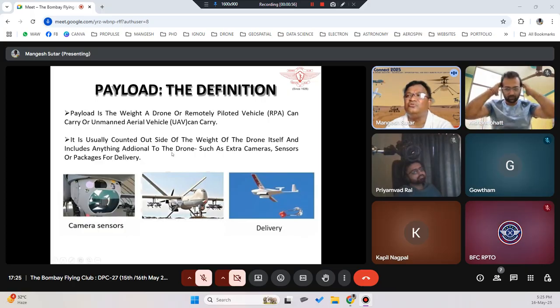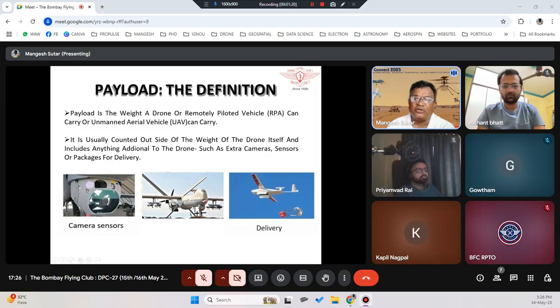So payload weight is usually counted outside the weight of the drone itself and includes anything additional to the drone, such as extra cameras, sensors, or packages for delivery. You can see here on the Predator drone there are big cameras, and there could be missiles on the Predator drones also. Or like this delivery drone, in the belly there is an option to keep the package along with the parachute. It opens the belly and that package comes down from here. So this is payload.